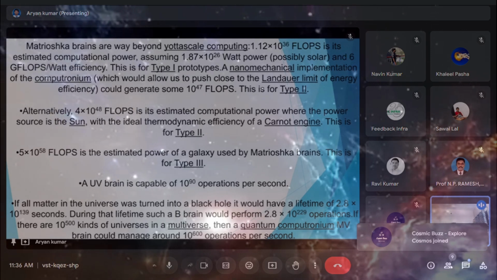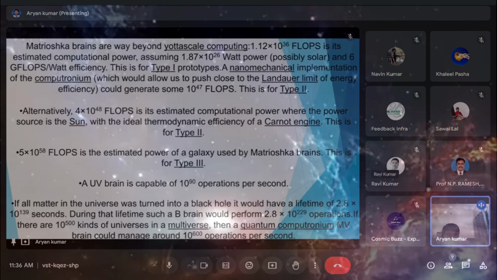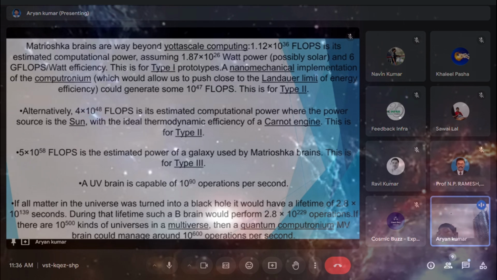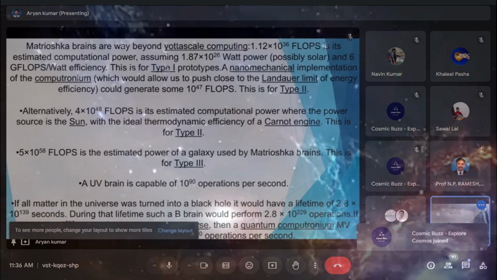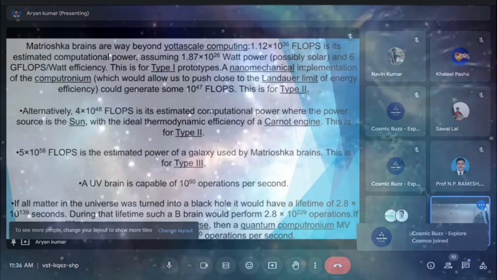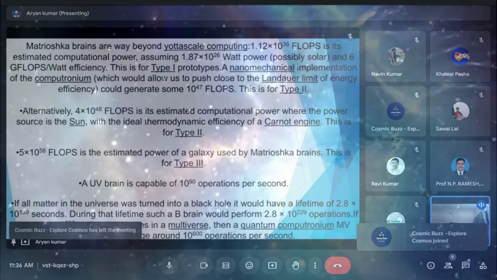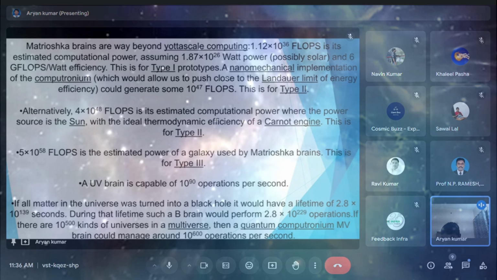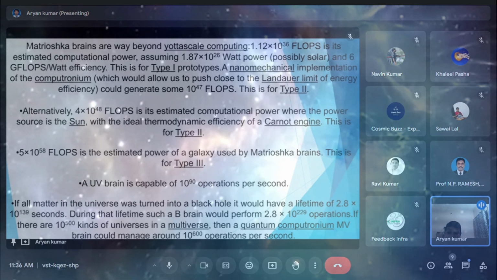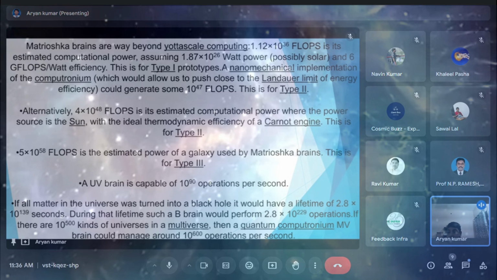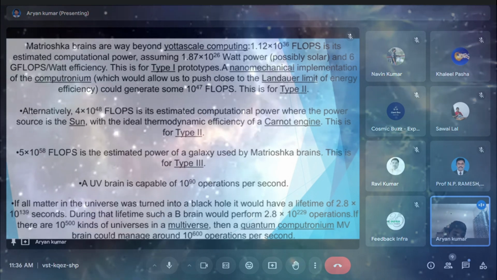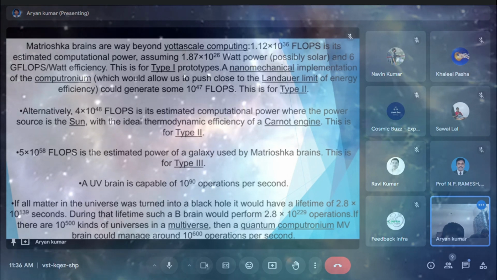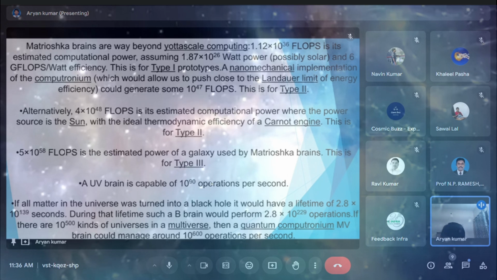If all the matter in the universe was turned into a black hole, it would have a lifetime of 2.8 × 10^139 seconds. So during that lifetime, such a UV brain would perform around 2.8 × 10^229 operations. If there are 10^500 kinds of universes in the multiverse, then a quantum computer in an MV brain would manage around 10^600 operations per second.